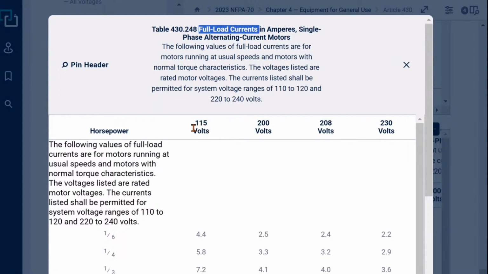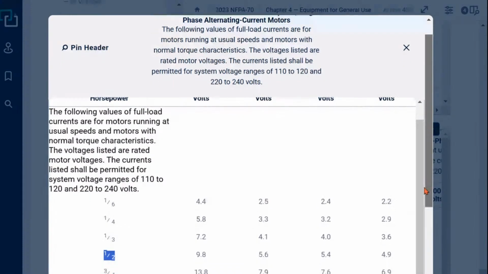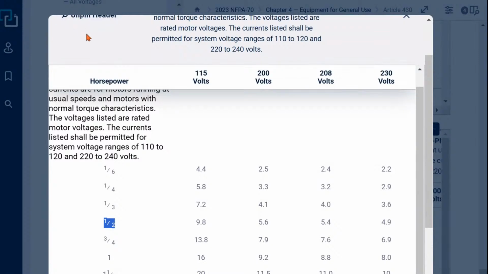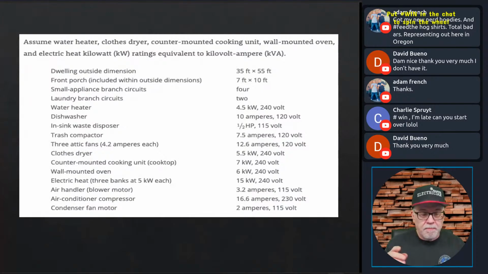All right, so ours was a half horsepower. So let's see, it's right here. Scroll down a little bit so y'all can see that. There we go. So it's a half horsepower, and we were in 115, right? That's what our disposer was. So it is 9.8. Y'all all know we're going to write that down, 9.8 amps. That's our FLC. That's how we found it. And we'll come back to the lesson real quick. So that half horsepower is 9.8.